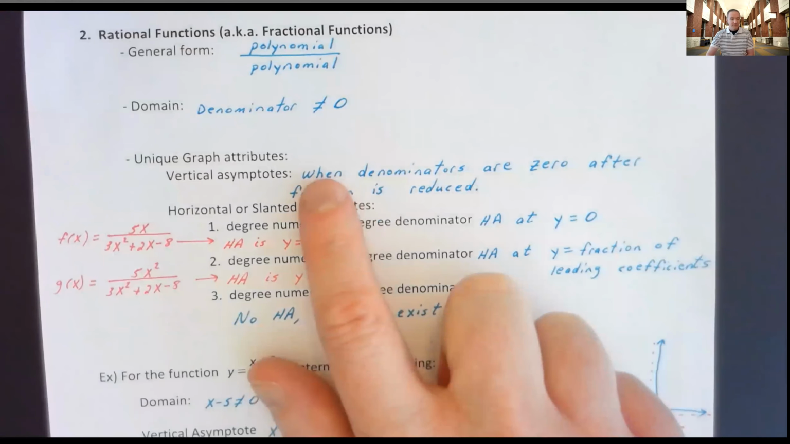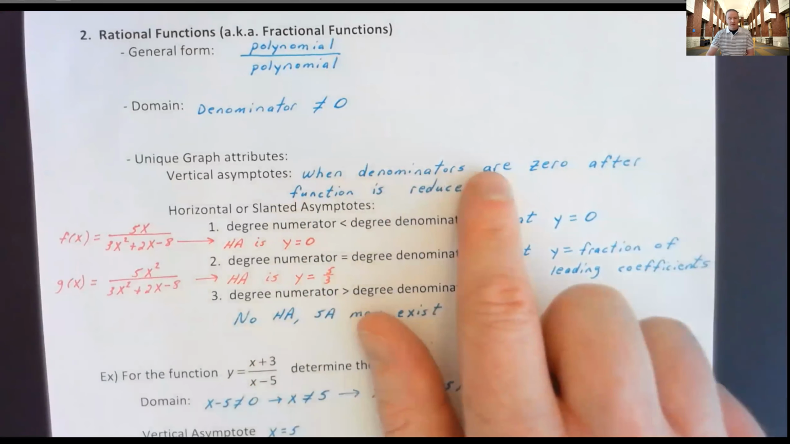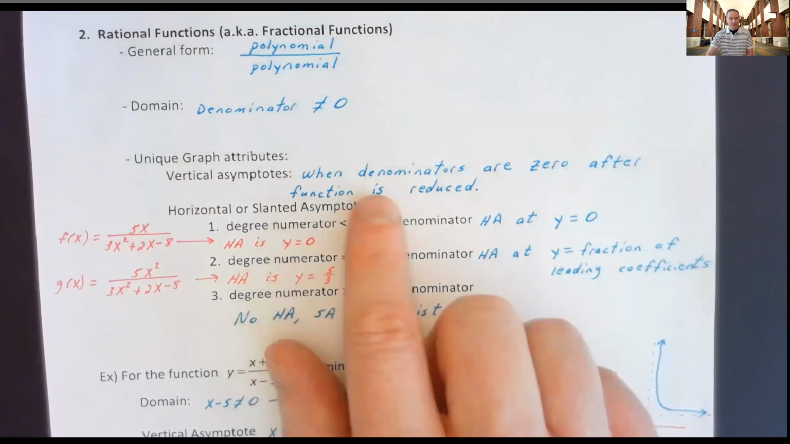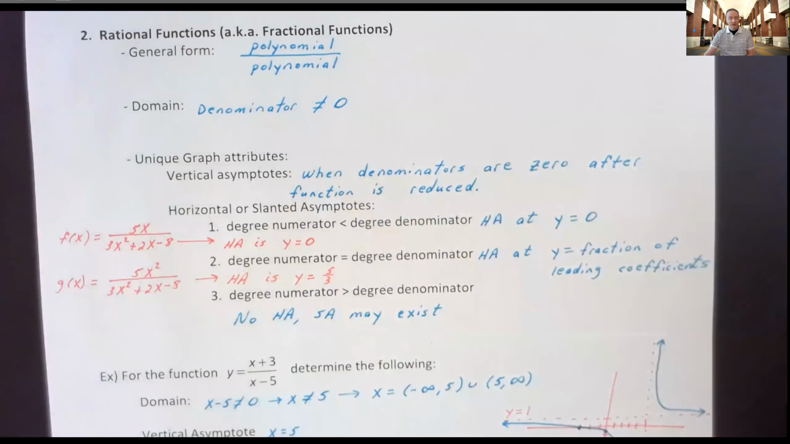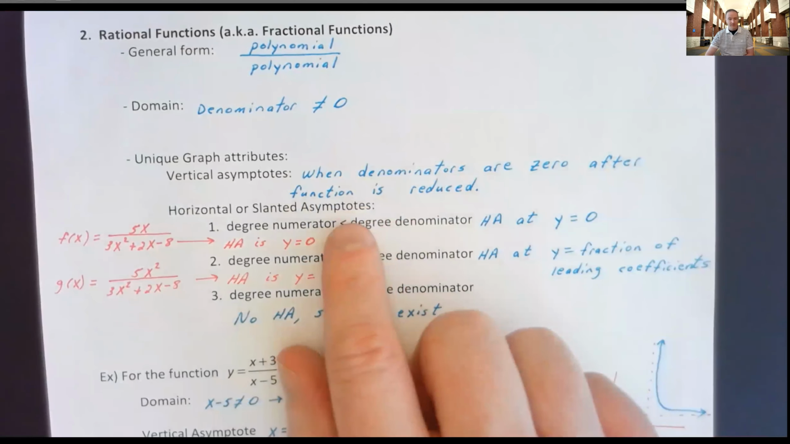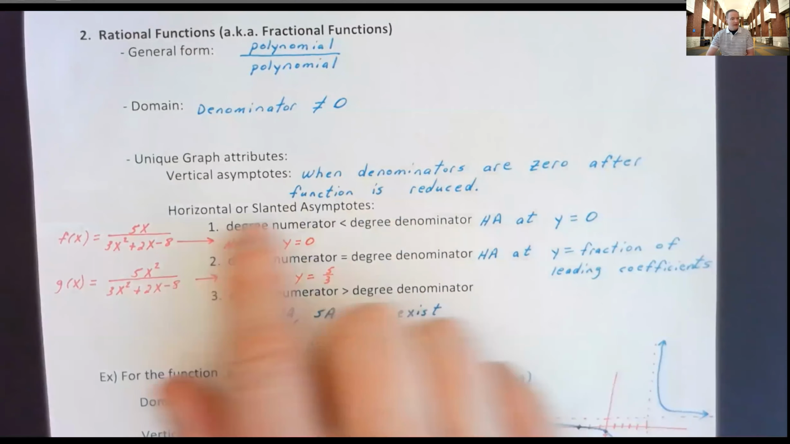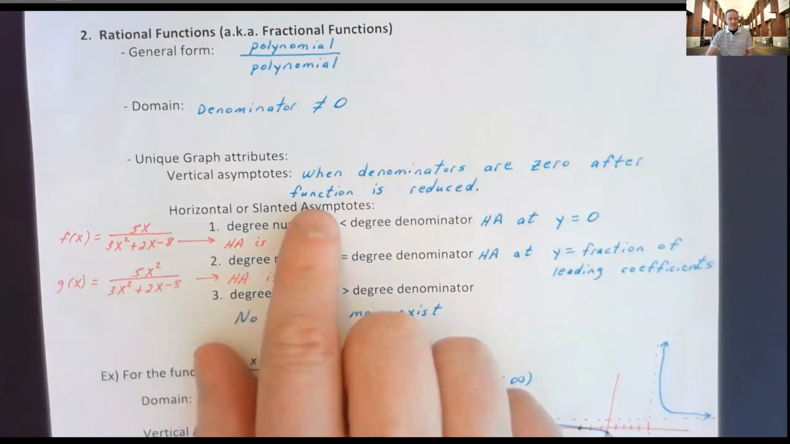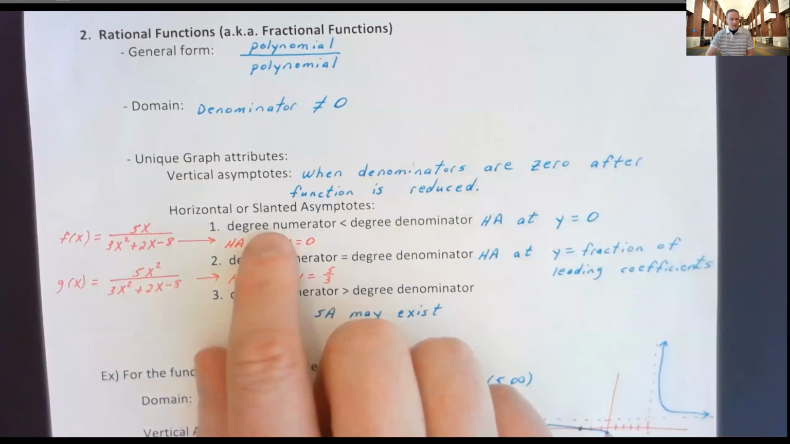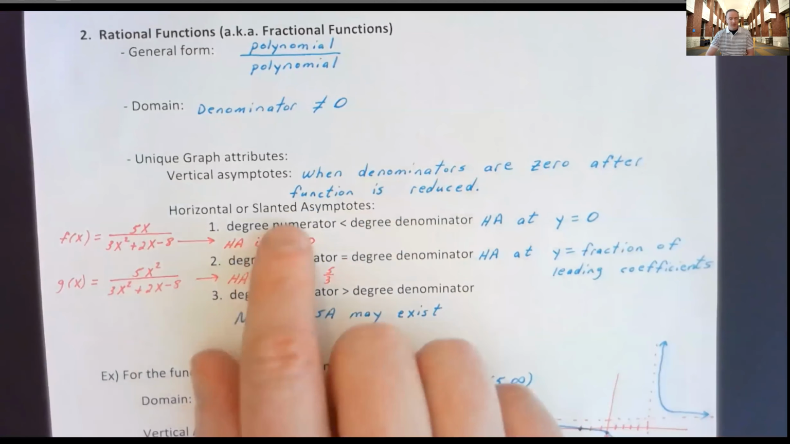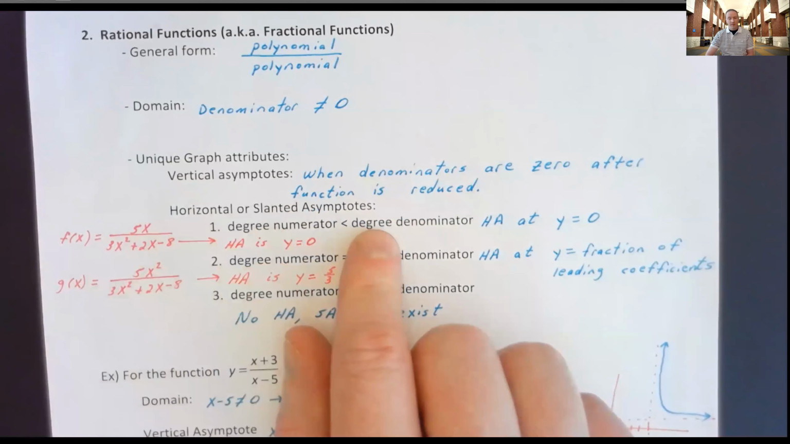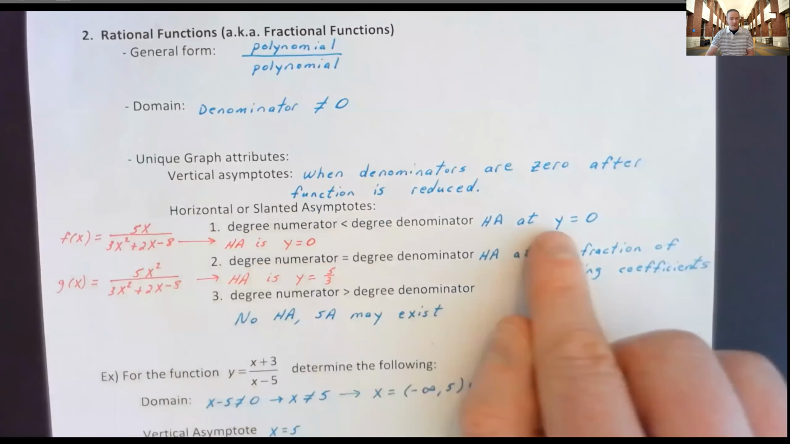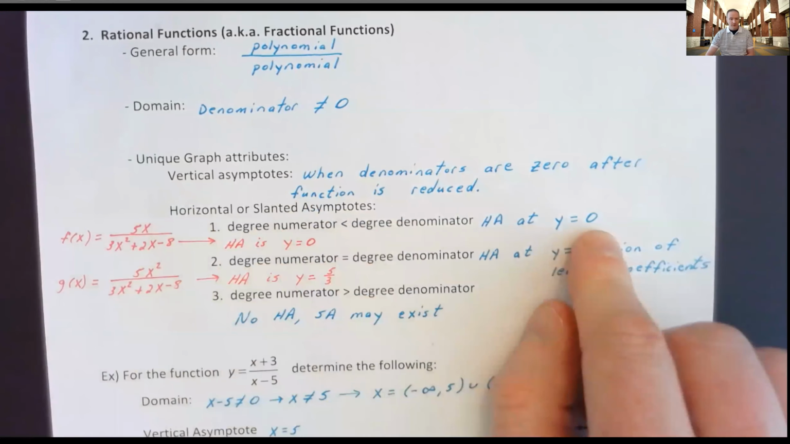So I'll say vertical asymptotes are where the denominator is 0 after the function is reduced. Any common factors in the numerator and denominator need to be canceled out first before considering vertical asymptotes. Now, as far as horizontal or slant asymptotes, you're going to have horizontal asymptotes in the first two cases here. If the degree of the numerator is less than the degree of the denominator, you're going to have a horizontal asymptote at y equals 0.